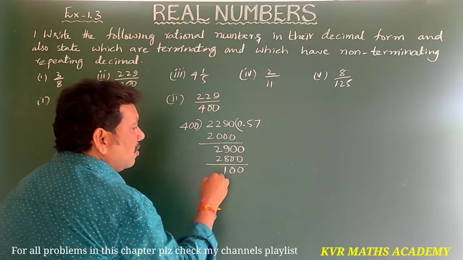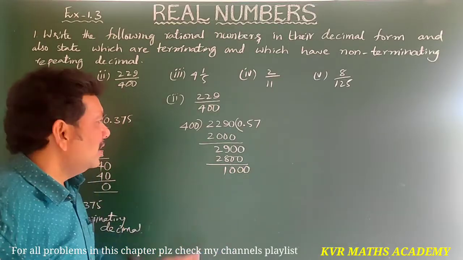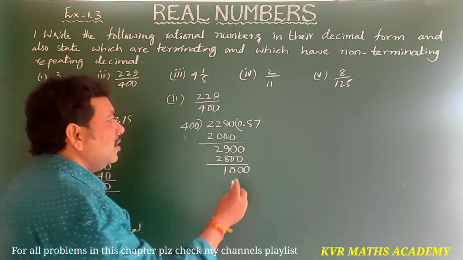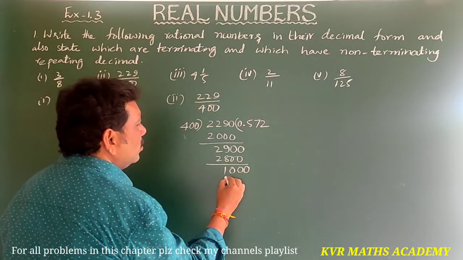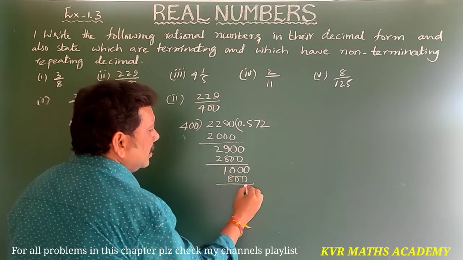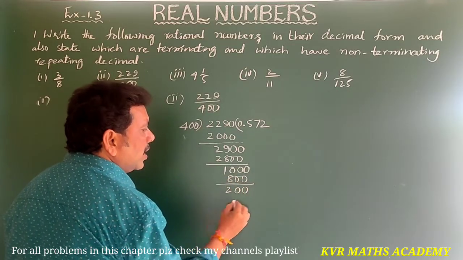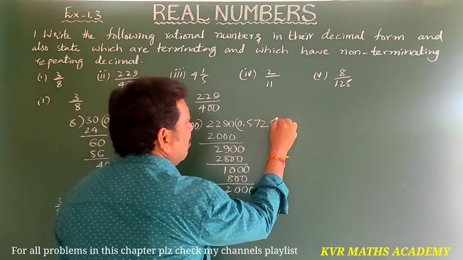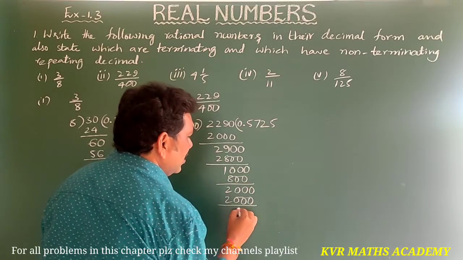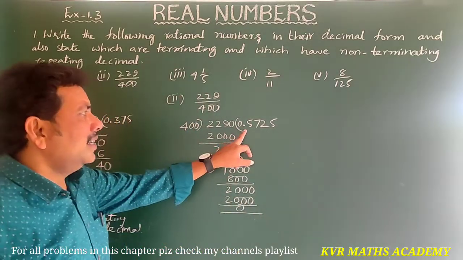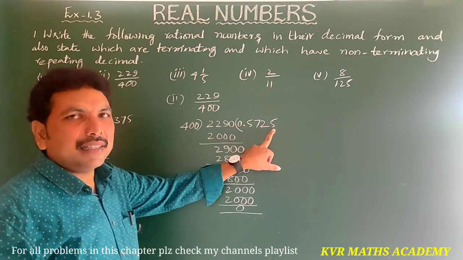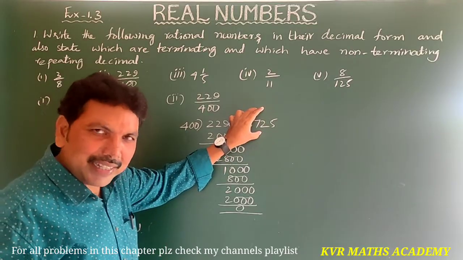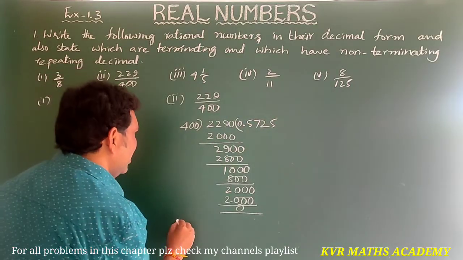The remainder is 100. Again put 0. 400 2s are 800, 3s are 1200, so 2 times. 400 2s are 800. The remainder is 200. Again keep the 0. Directly, 400 5s are 2000. So 0 has come now, and the division has stopped. So is it terminating or not terminating? Exactly, terminating.